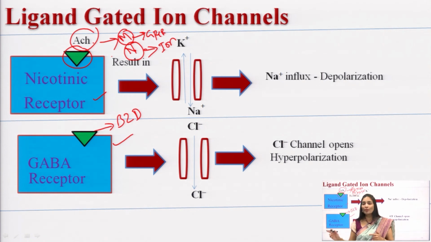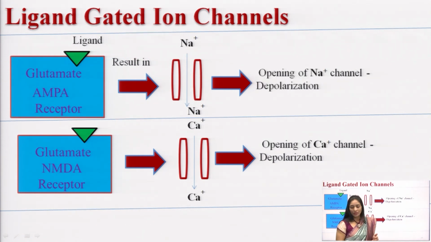So these are the two examples which fall here. Acetylcholine is a cationic channel, GABA is an anionic channel. When acetylcholine binds to the nicotinic receptor, it will open the sodium channel. When the benzodiazepines bind to the GABA receptor, it is going to open the chloride channel. Acetylcholine will cause depolarization, and opening of the chloride channel by the benzodiazepines will cause hyperpolarization. Okay, next one.